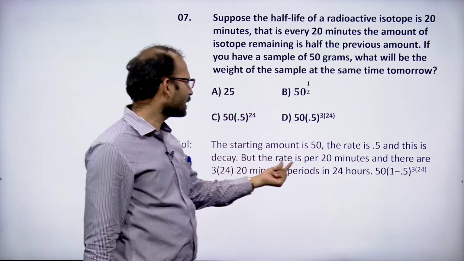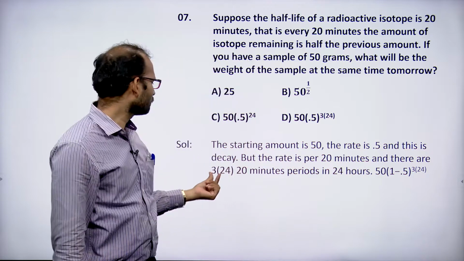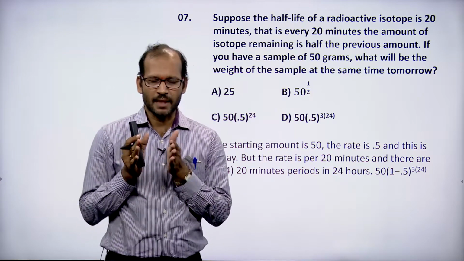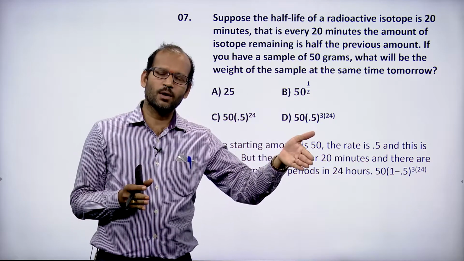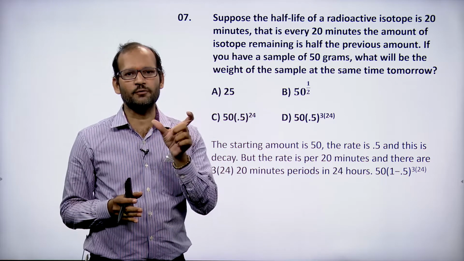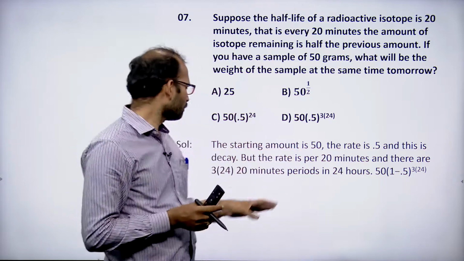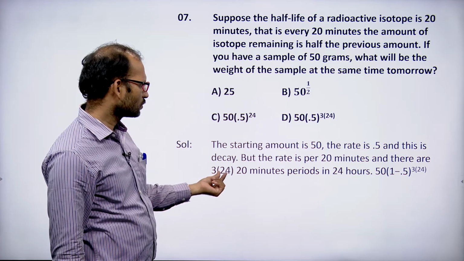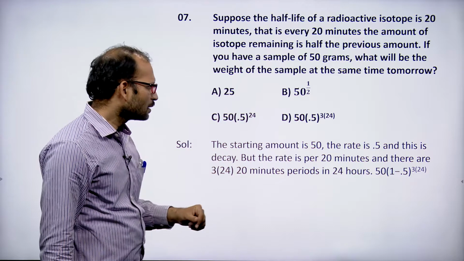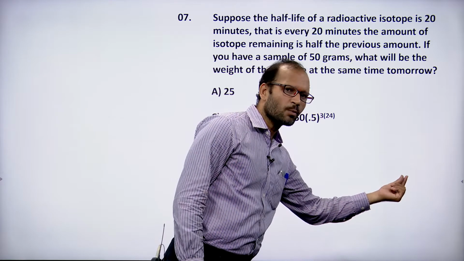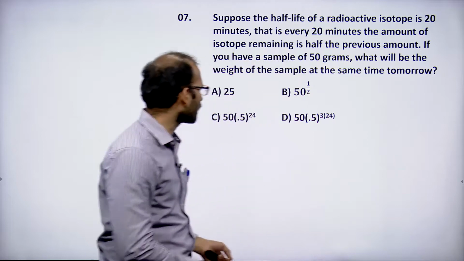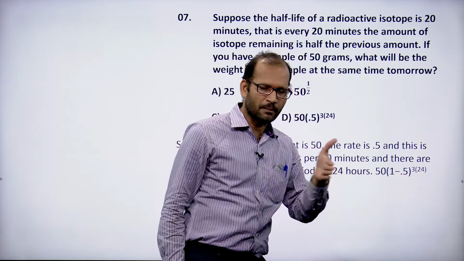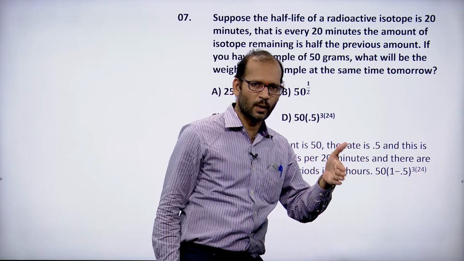But the rate is per 20 minutes, and there are 3 into 24 periods of 20 minutes in 24 hours. In 24 hours, starting from this time to tomorrow up to the same time, 24 hours. See, 50 into 1 minus 0.5, because of decay, therefore minus 0.5 we are writing. 24 is the total number of hours, 1 day.